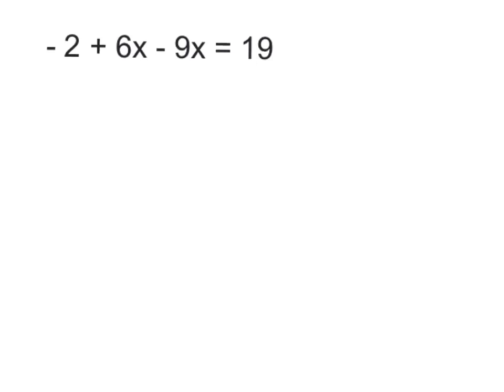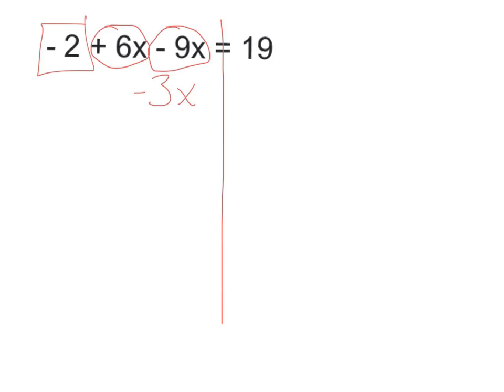Now let's go on to the second problem. We have negative 2 plus 6x minus 9x equals 19. I'm going to draw my balance line. And again, I'm going to circle my like terms with the symbol in front of them. 6 plus negative 9 is negative 3x. And then we have this negative 2 out front. I'm going to keep it out front. You could move it to the end if you wanted, but I like to keep them in the order that they are in the problem.